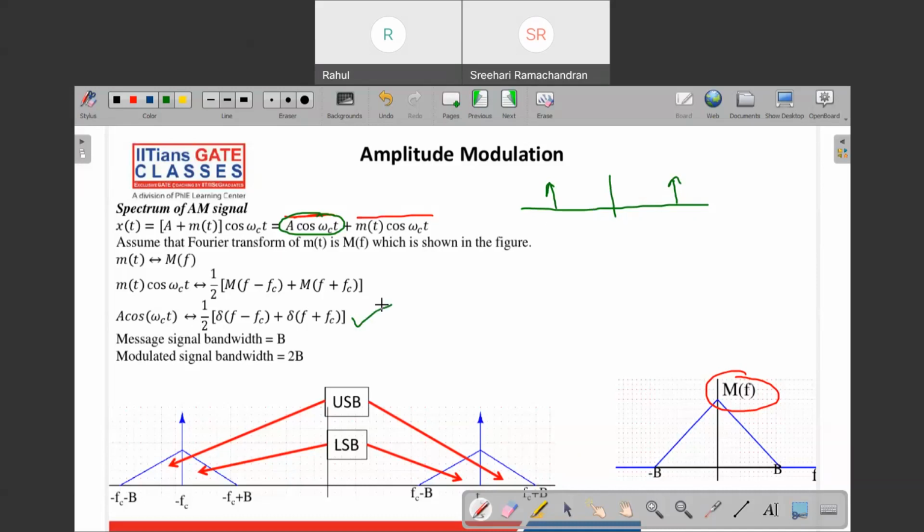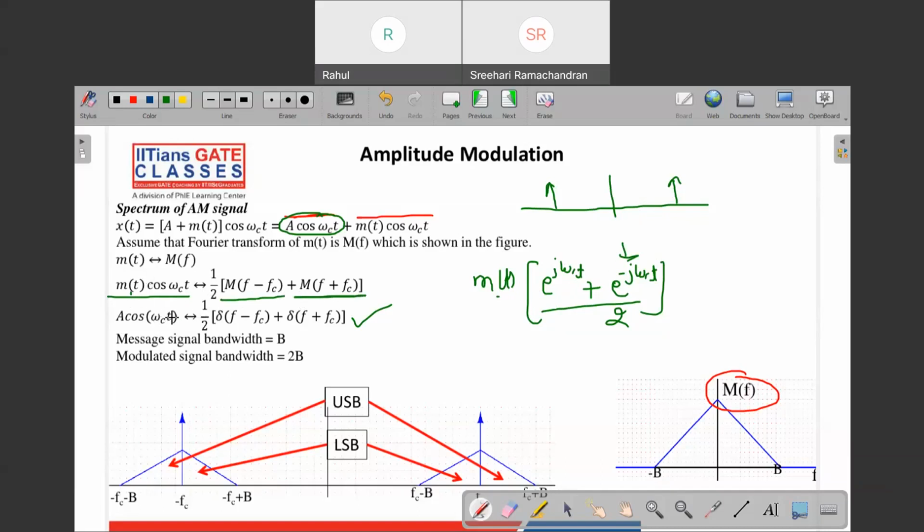Now, what will be the Fourier transform of m(t) into cos omega ct? Okay. So you can write it as m(t) times e to the power j omega ct plus e to the power minus j omega ct, divided by 2. Now you are multiplying m(t) with e to the power j omega ct in the time domain. So in the frequency domain, it will be a frequency shift. Okay, so this you will get, and for the second one, this one you will get. So this is the spectrum for the second term, and this is the spectrum for the first term.